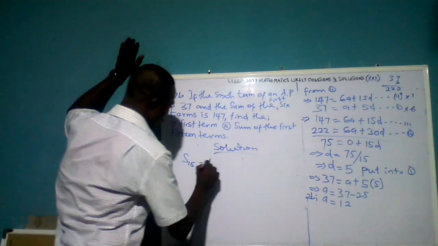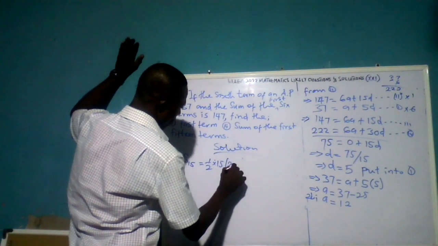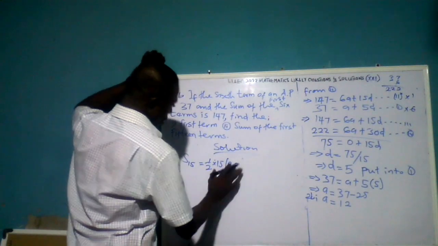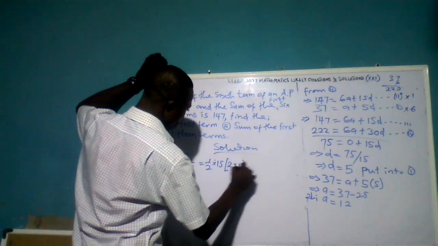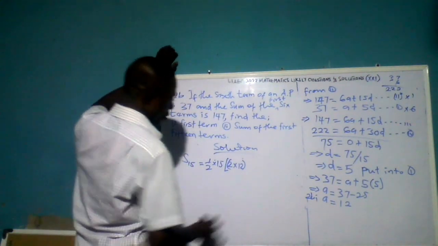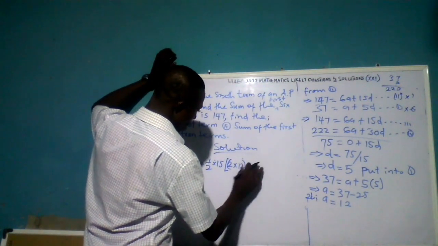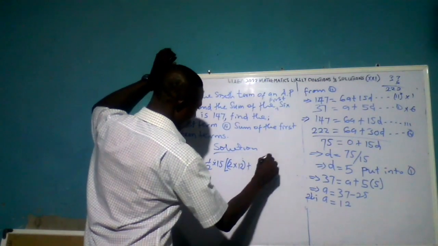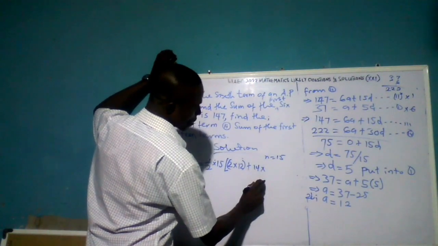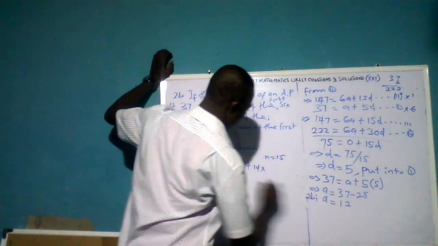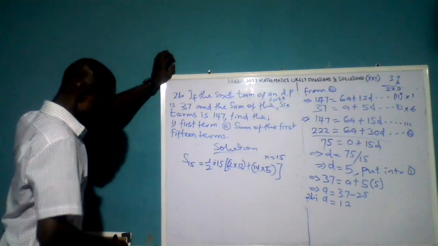S15 equals half of 15 into bracket 2a. Of course, we have gotten our a to be equal to 12. 2 times 12, and put it in bracket to avoid confusion. Plus n minus 1, because our n is 15. n minus 1 will be 14. Then the common difference is what? Our common difference is 5. Multiply by 5. Put it into bracket to avoid confusion.